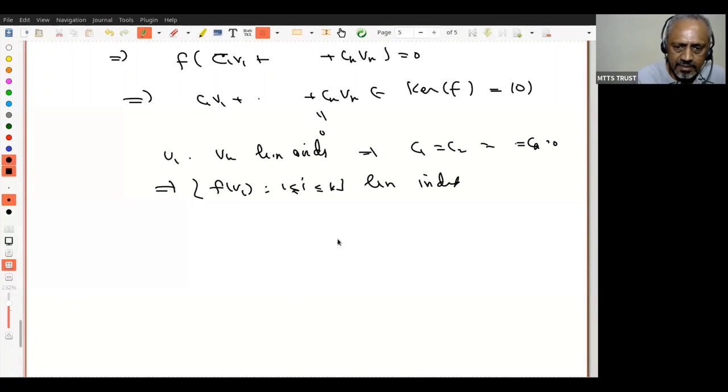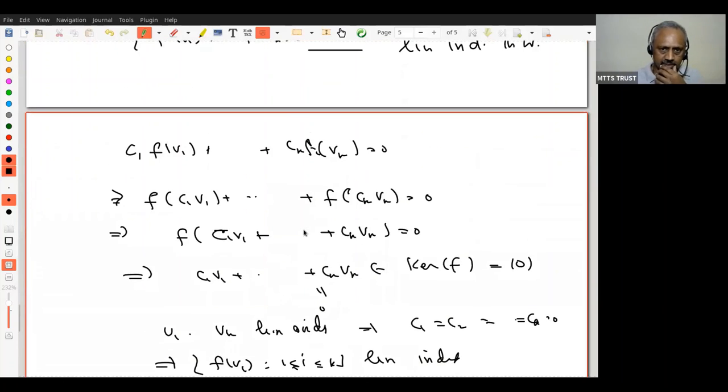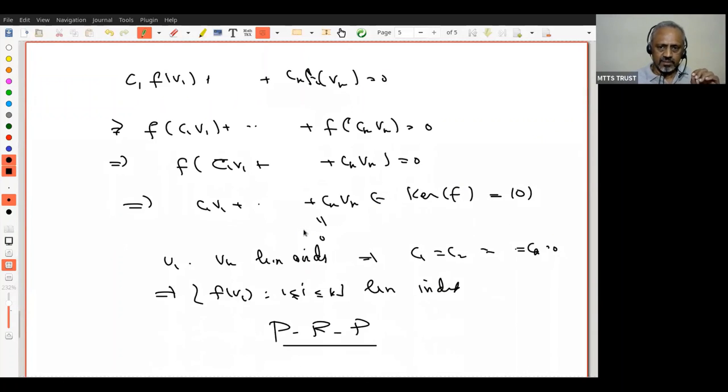It's very easy. If you want to master mathematics in general and linear algebra in particular, this kind of proof is very easy. So you should not be worried about the writing, etc.